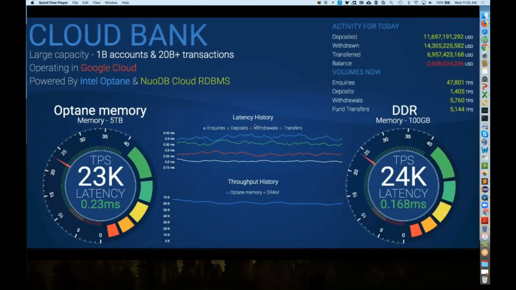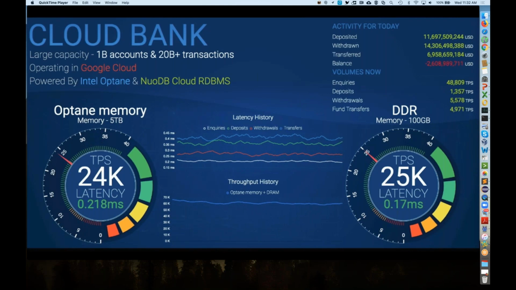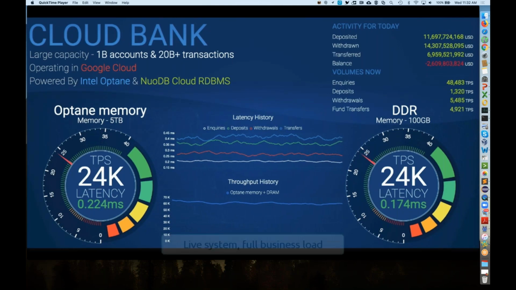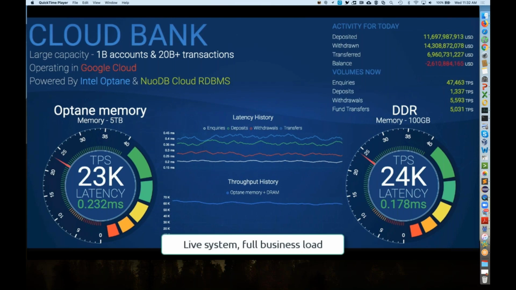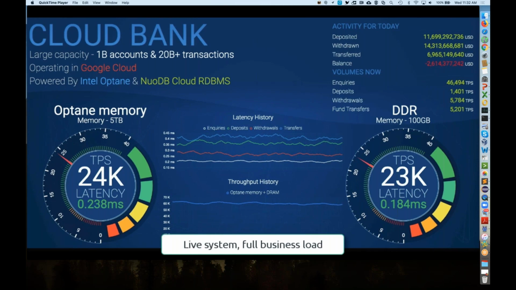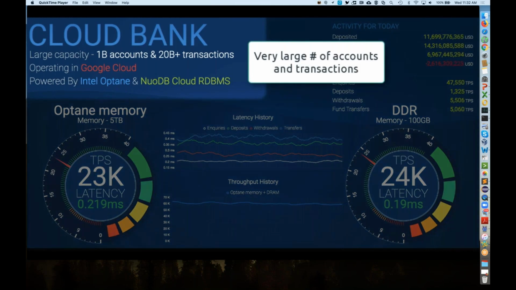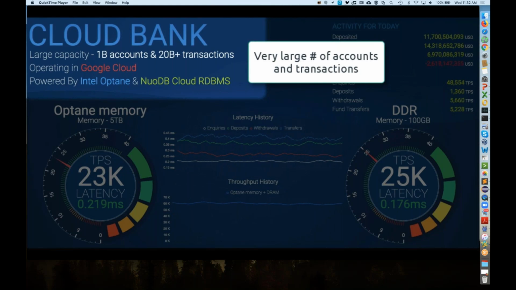And the way we organize the demo, generally, for those of you who are in the back-end infrastructure space, you know that databases and transactions are pretty boring. You normally don't see anything. So what we've done is taken all of these important characteristics that we're monitoring and put them together on a dashboard. I'll explain all the different gadgets that appear here, but the high-level observation is that you see a live system which is populated with data. We have 1 billion accounts, and more than 20 billion transactions, and this system is operating in Google Cloud, and underneath that is all Intel Optane and NuoDB.